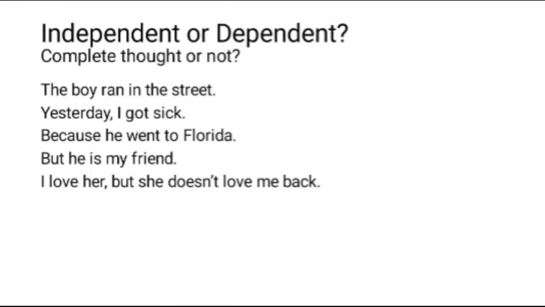The boy ran in the street. This is obviously an independent thought. Yesterday I got sick. Independent clause. Because he went to Florida. This is a dependent clause or subordinate clause. But he is my friend. Obviously a subordinate clause. I love her, but she does not love me. I love her, this is the main clause or principal clause, but she does not love me back. So you can easily understand the subordinate clause or the dependent clause starts with a particular conjunction.